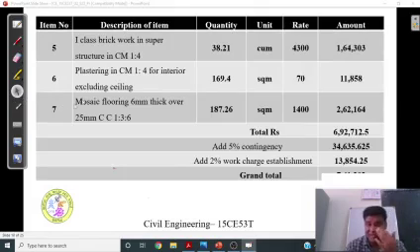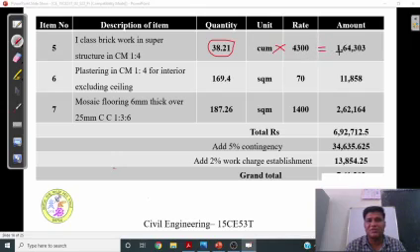Next, for brickwork, the total quantity of brickwork was 32.81 cubic meters multiplied by the rate of 4,300 per cubic meter. I am going to get 1,64,303. Plastering, the total area is 169 square meters multiplied by 70 rupees, that is 11,858.